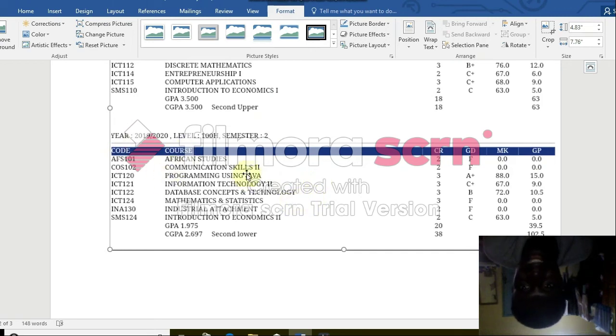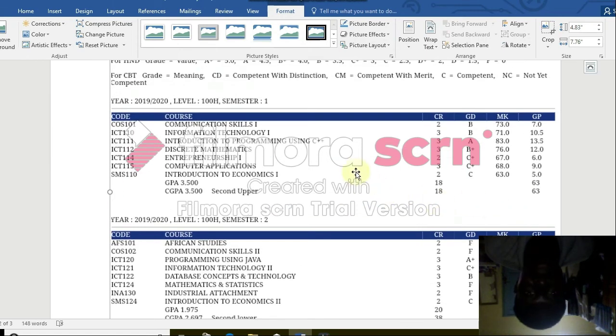Looking at the second semester in level 100, these are the courses the person offered. The credit hours are also here. The grades are also here. The marks that are awarded are also here. And the grade points are also here. So this is what we mean by what we explained: the credit hours, the grade, the marks, the grade points.